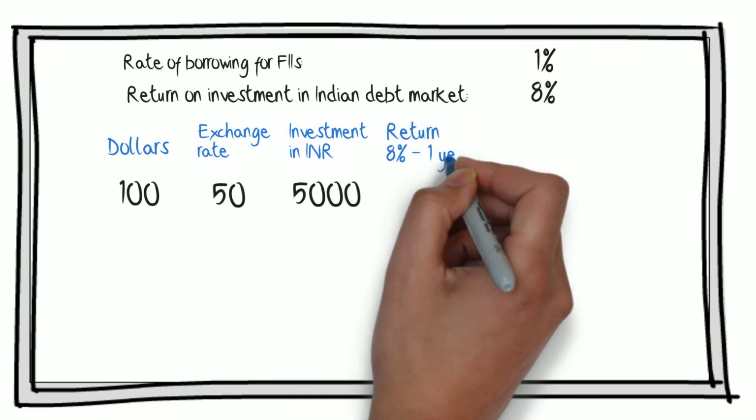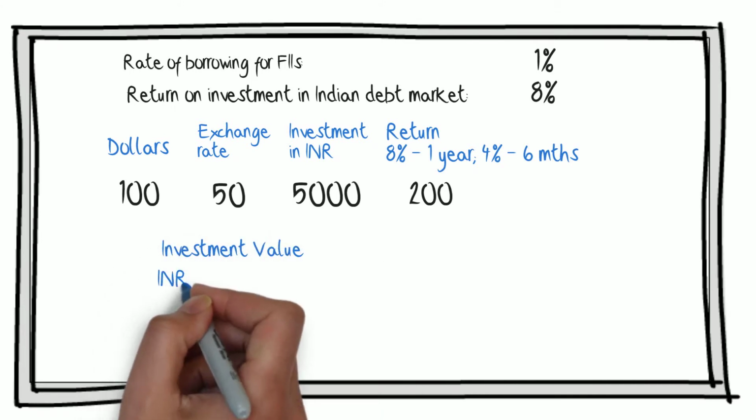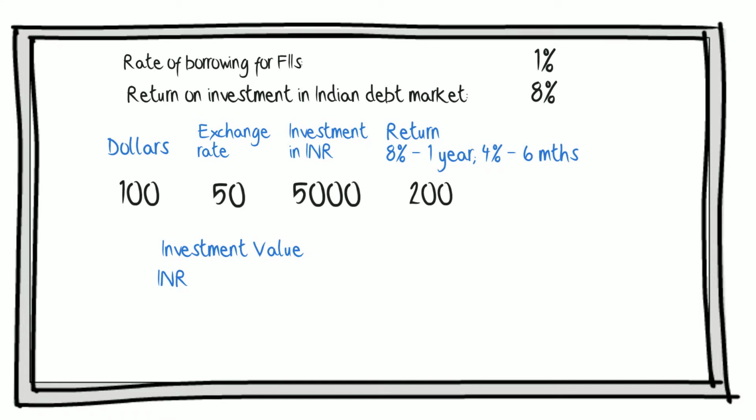They would have hoped to earn 4% over 6 months. 4% is half of 8% for 6 months. This means the value of their investment would be 5,000 rupees multiplied by 1.04, or 5,200 rupees.